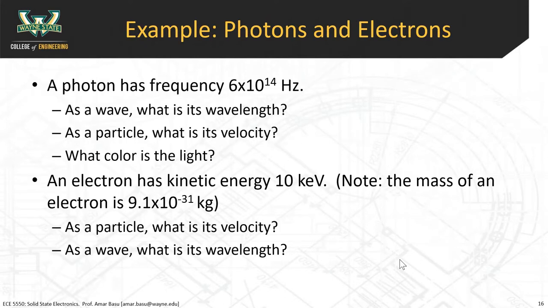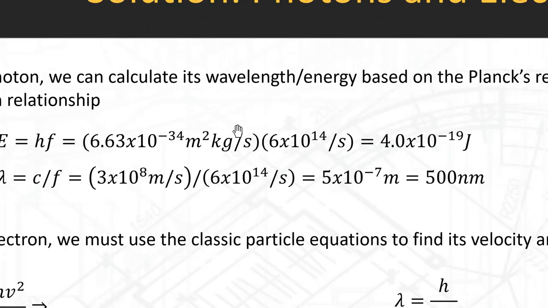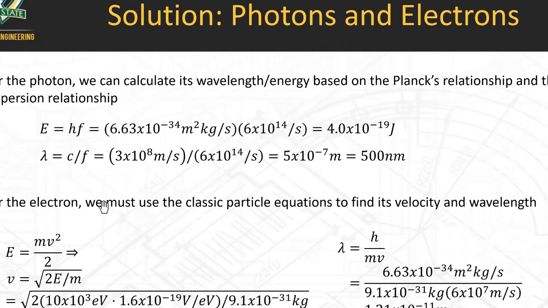Let's start with the photon solution first. So again, we're comparing the wavelengths of photons and electrons, a typical photon with a typical electron. With the photon, you can calculate the energy using Planck's law. So the energy is equal to h times the frequency. The light has a frequency of 6 times 10 to the 14th hertz. That's what you're given in the problem. And notice that this is in seconds. Planck's constant here is also given in seconds.